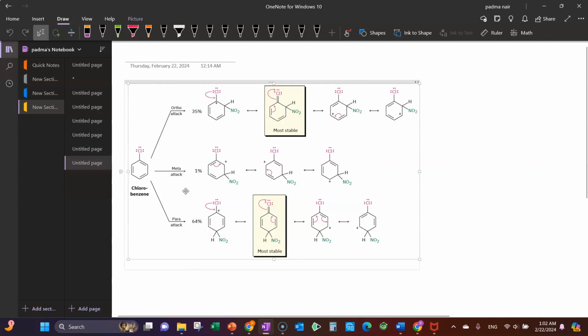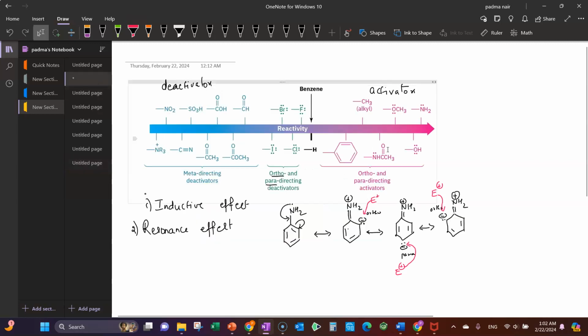Okay, you will be given this data table regarding the activators and deactivators, but you should be able to explain why these groups are activators or deactivators in terms of either resonance effect or inductive effect. Okay. Application wise, we will look at some synthesis problems where we will take benzene and convert it into different end products, but which substituent should go first during that synthesis process is very important. Okay, so we will talk about that in the next video.